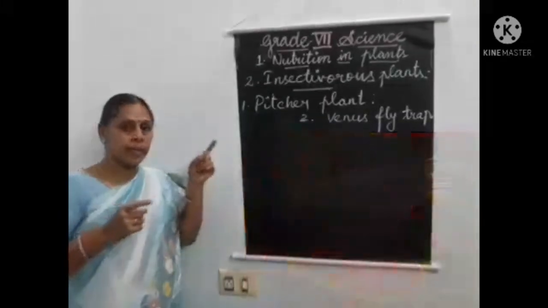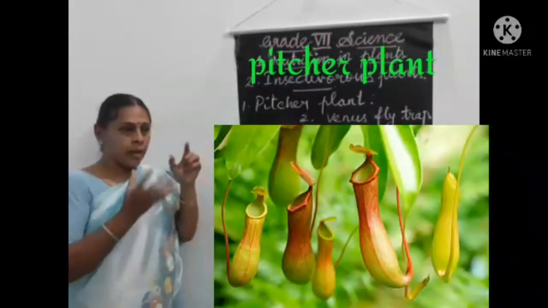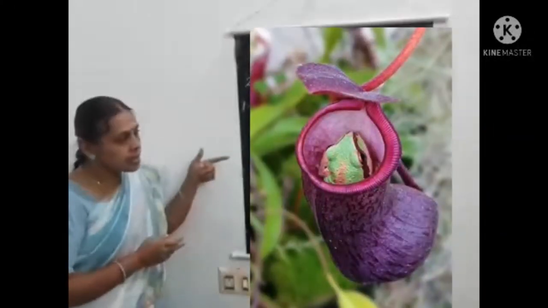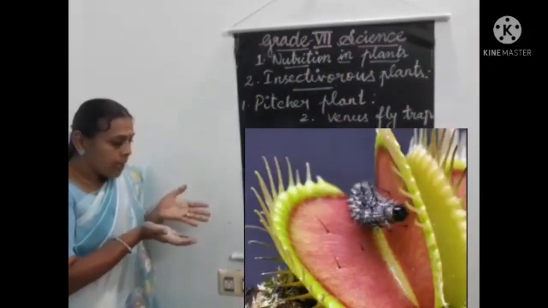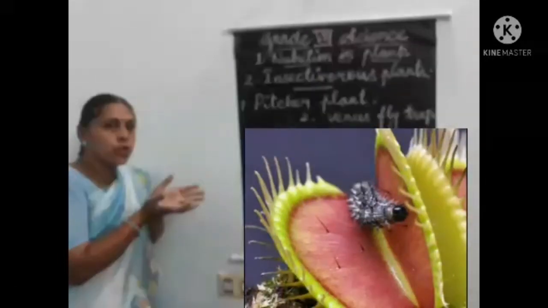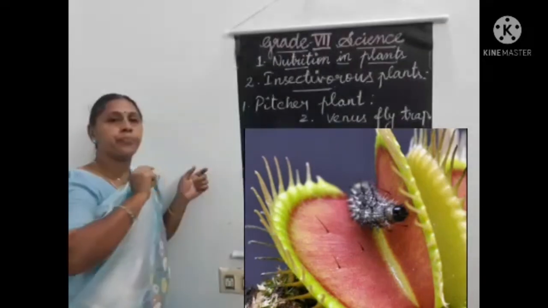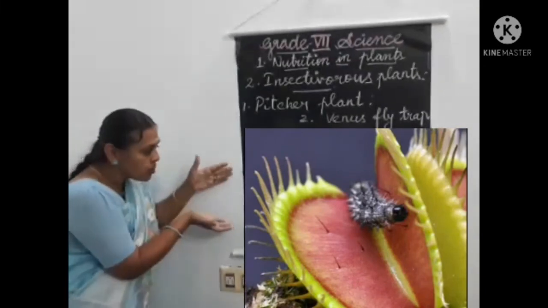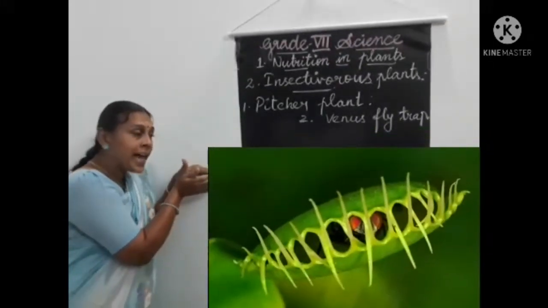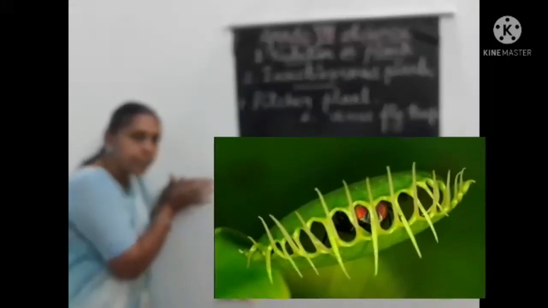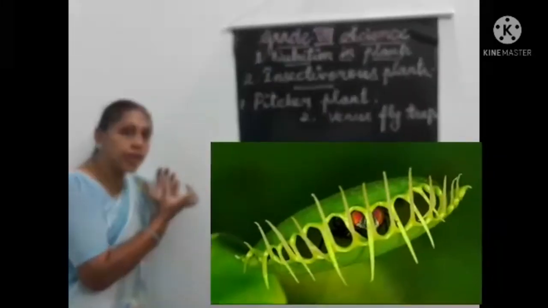Hope you remember the pitcher plant. That pitcher has the digestive juice. In the same way, this Venus flytrap also has digestive juice in between these two lobes. And when insects come and sit in this digestive juice, what will happen? These two lobes will close and trap the insects, and the insect gets digested and the plant absorbs the nutrients.